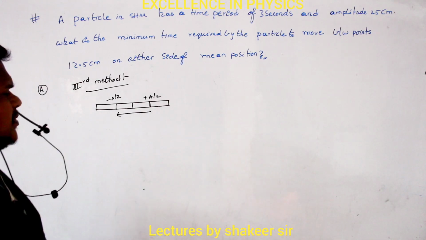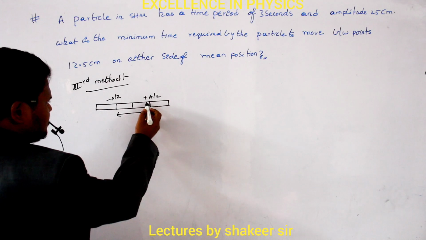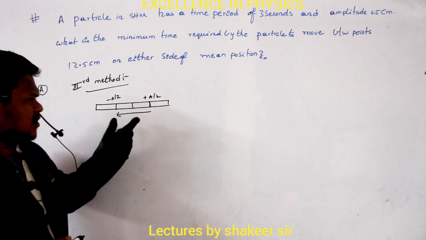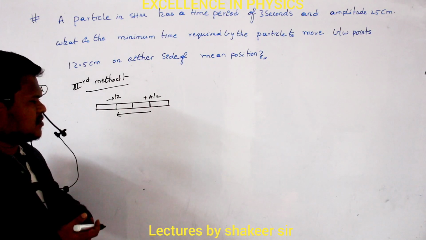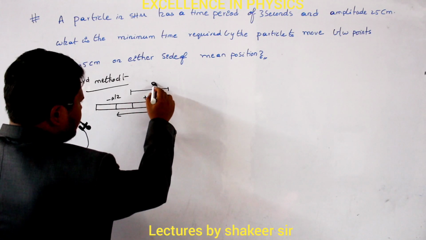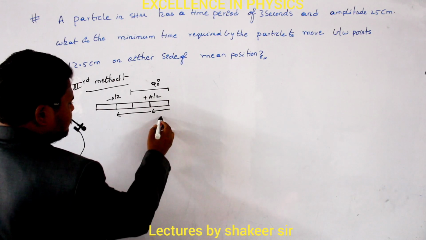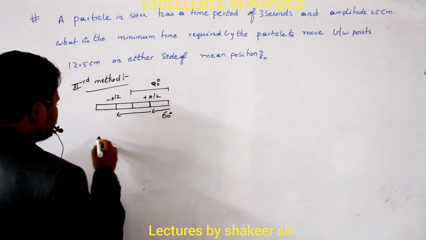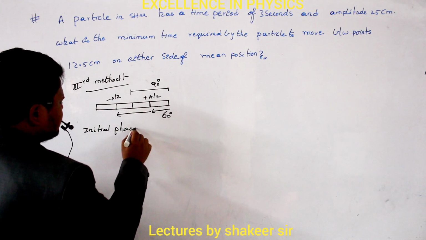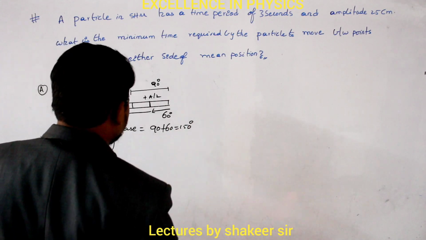Now let us see the third method of doing this problem. So we are saying that the particle is traveling from plus a by 2 to minus a by 2 in this path. Clear? So initially, what is the phase of the particle when I have started observation? So to travel from mean position to this position, it has to cover 90 degrees. And from extreme position to reach half of the amplitude, it should cover another 60 degrees. So total initial phase of the particle can be written as 90 plus 60, which is equal to 150 degrees.